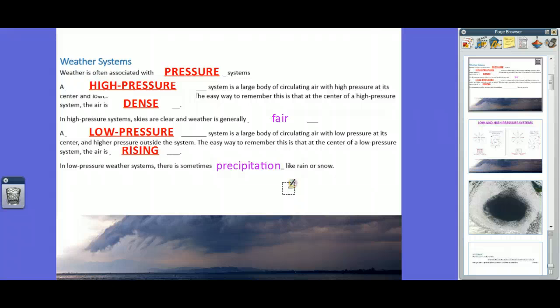A low pressure system, however, is where you have precipitation, because water and heat are rising, forming clouds. And when we talk about thunderstorms, we'll talk about the three layers of cyclogenesis, the cumulus layer and things like that. But we'll get to that in a minute.